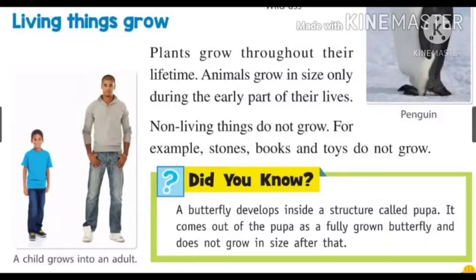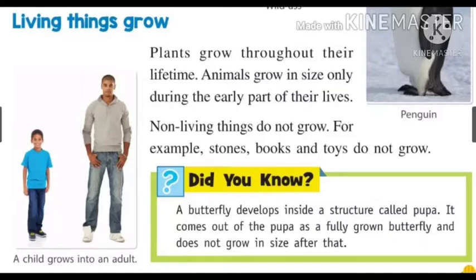So what do we see here? Living things like plants and animals grow. But the animals grow only when they are child or small. Once they become adult, then they do not grow. But the non-living things like stones, books, toys, bricks, pencil, pen, can they grow? No, they cannot grow in size.